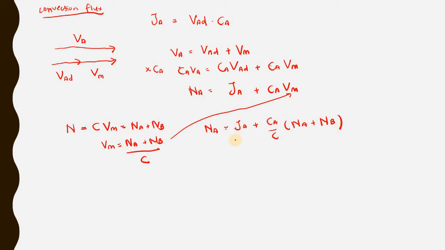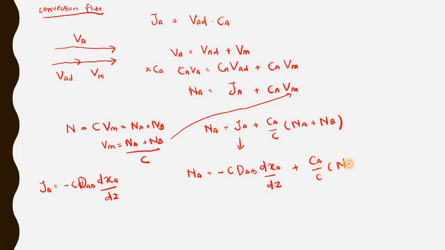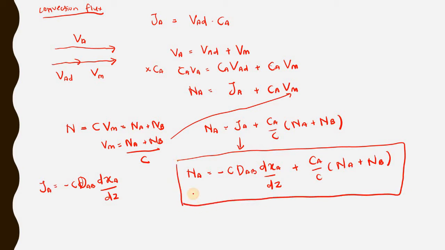Okay, so the JA we will replace with Fick's law. You know that Fick's law is equal to negative C DAB dXA over dZ. So you replace this into here: negative C DAB dXA over dZ plus CA over C times NA plus NB. So this is the final equation for diffusion plus convection.